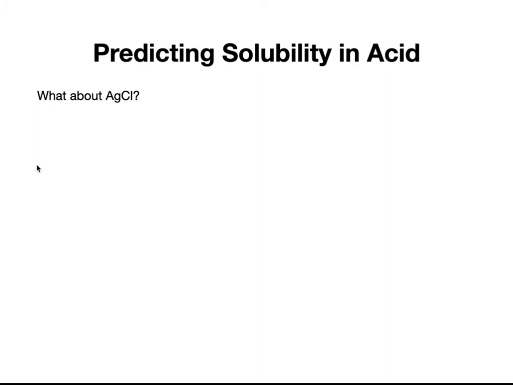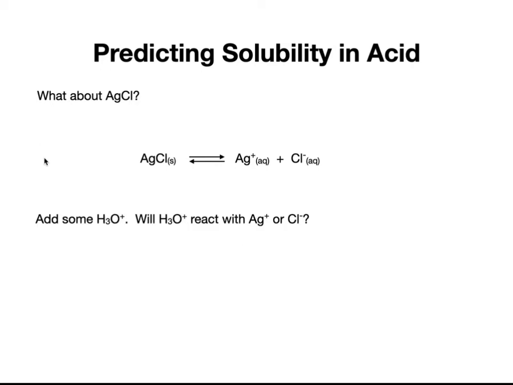What about silver chloride? Let's look at that. We show the equilibrium equation here. Let's take the same scenario, class, and add some hydronium. Will hydronium react with silver ions or with chloride ions? What do you think? No. Hydronium will not react with silver ions. It will not react with chloride ions. You say, well, why not? This reaction does not occur, class.